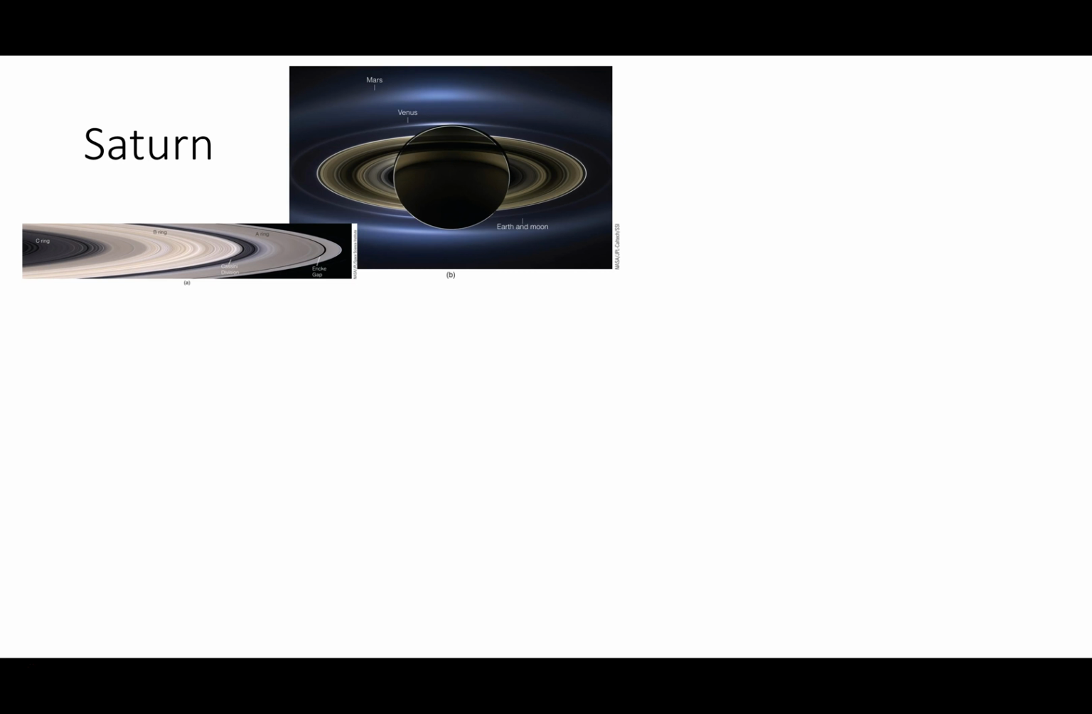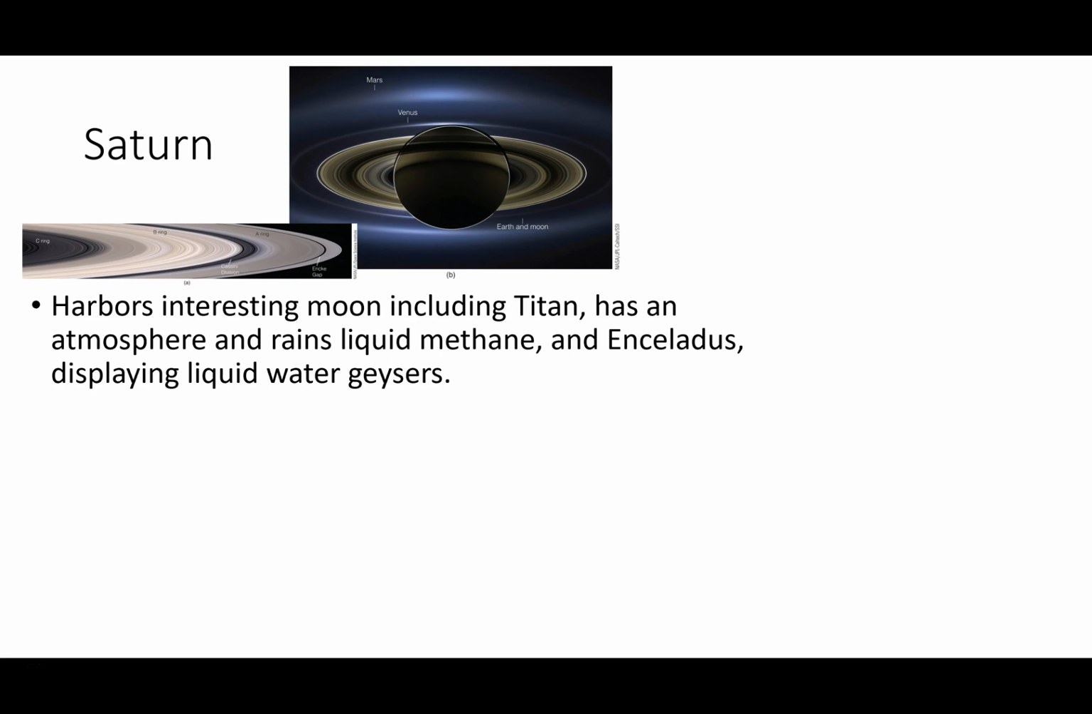Okay, Saturn. Saturn has the coolest rings, but they all have rings, right? Saturn actually has banding like Jupiter, but not as cool as Jupiter. Saturn has lots of moons. One of Saturn's moons is the moon Titan, and Titan we have actually landed on. Titan is of interest because it has an atmosphere, it's very large, and instead of having a water cycle, it actually rains liquid methane. Another moon around Saturn is Enceladus, and Enceladus is amazing in that we've seen it squirt out water.